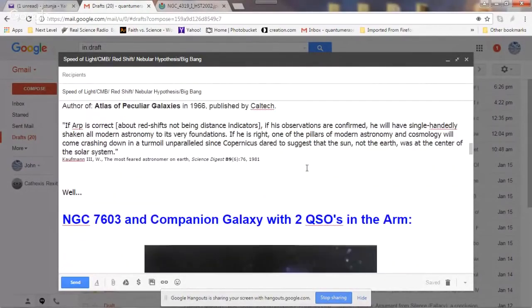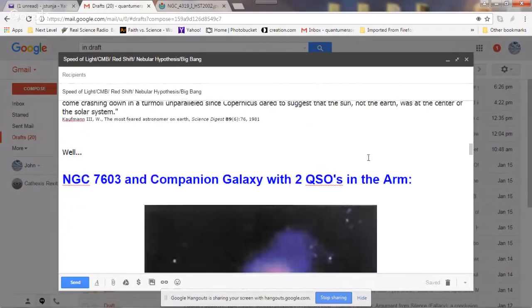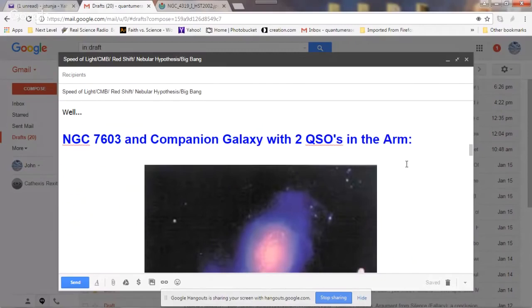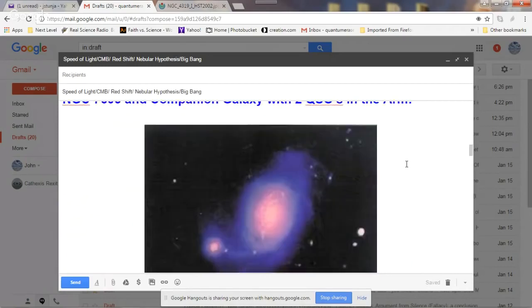So, let's take a look at a couple of them. In fact, all we need is one, but I got three of them. Let's take a look at this one. This is NGC 7603 and the companion galaxy with two QSOs. Those QSOs are quasi-stellar objects in the arm.